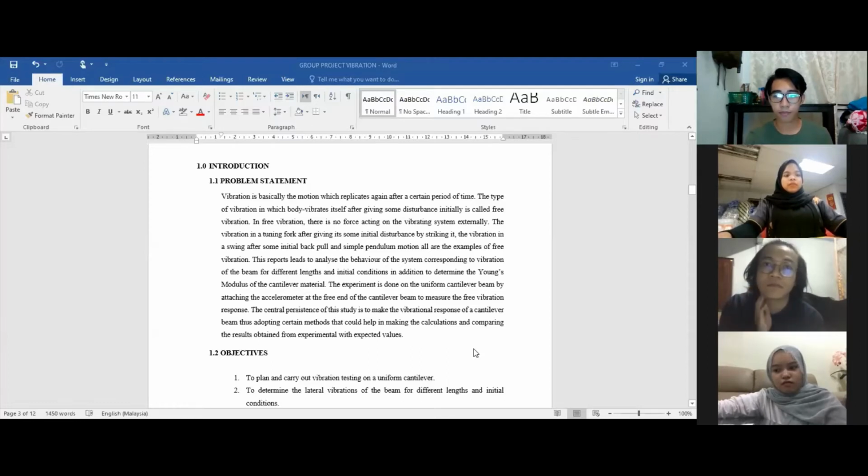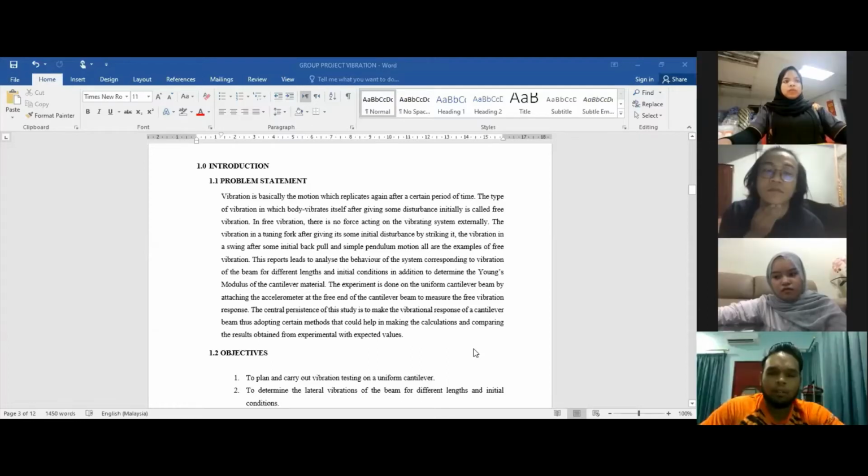So this report aims to analyze the behavior of the system corresponding to vibration of the beam for different lengths and initial conditions, in addition to determining the Young's modulus of the cantilever material. The experiment is done on a uniform cantilever beam by attaching the accelerometer at the free end of the cantilever beam to measure the free vibration response. The central purpose of this study is to measure the vibrational response of a cantilever beam, adopting a method that could help in making the calculation and comparing the results obtained from the experiment with the expected values.